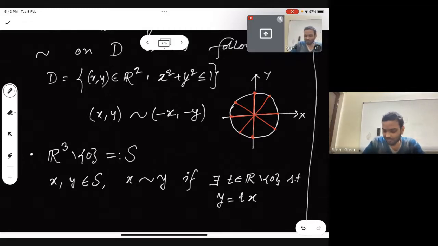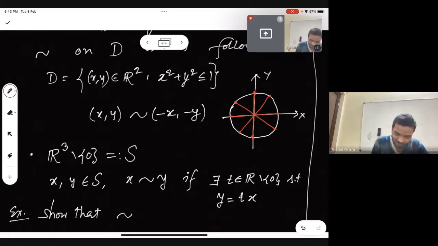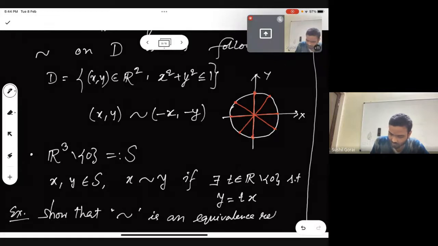Do you see what this is in R3? What are these equivalence classes under this? So this is an equivalence relation. Exercise: show that this is an equivalence relation on R3 minus the origin. This is a simple exercise, first year program.